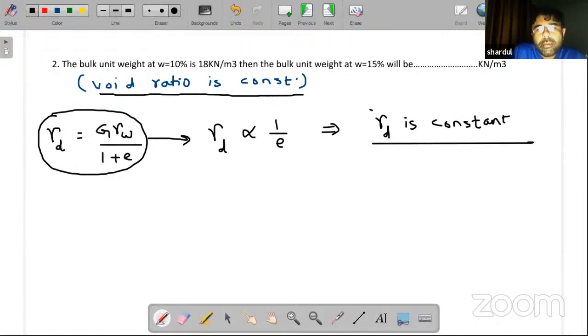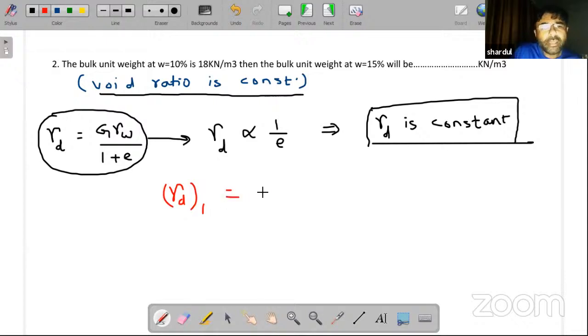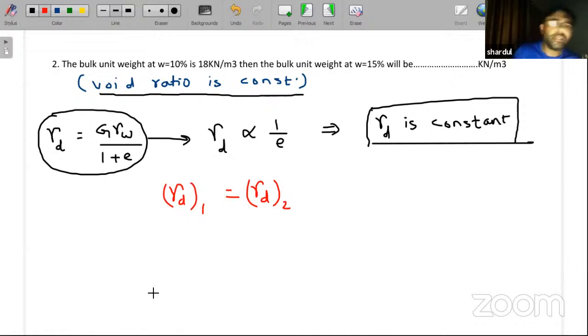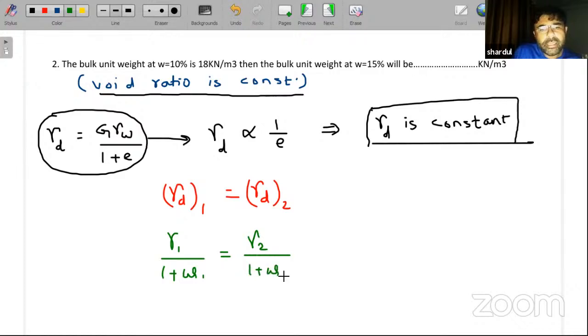Because the void ratio is constant, I can easily say that the value of gamma D is also constant. And since gamma D is constant, I can write gamma D for condition 1 is equal to gamma D for condition 2. This will be the condition. What is gamma D? Gamma D is bulk unit weight upon 1 plus water content, which is equal to the bulk unit weight of the second condition divided by 1 plus water content of the second condition. I can easily substitute the value.